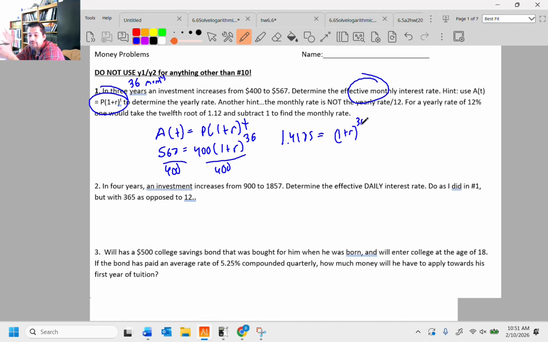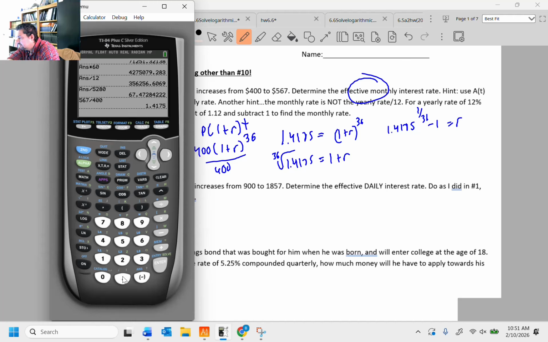Now, the opposite of the 36th power is the 36th root. So I take the 36th root of both sides, and that frees that up. And then I subtract 1. Now, the 36th root is the 1/36th power. I'm not trying to confuse you. I just know that you have to understand how to convert between a radical and exponential notation. I'm going to take away that 1, that's my rate of monthly interest.